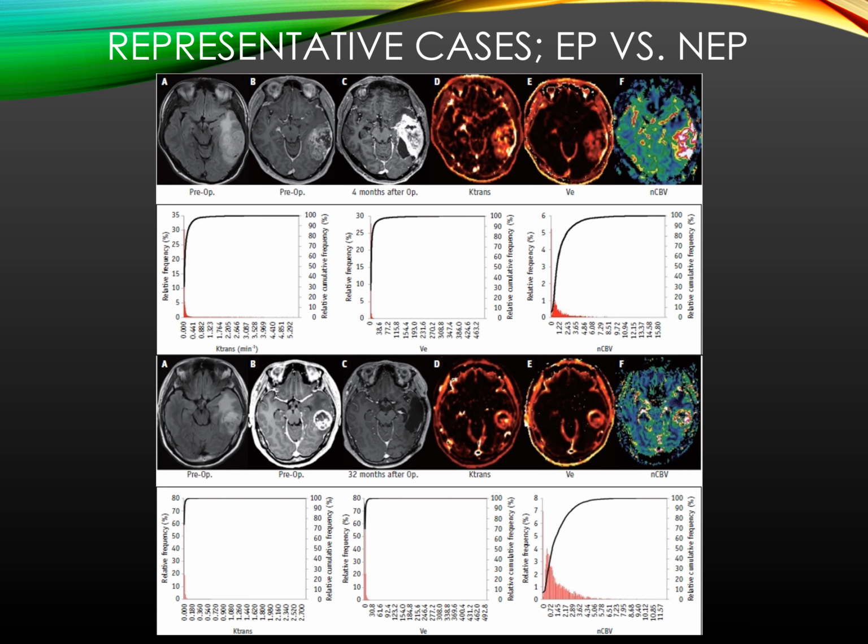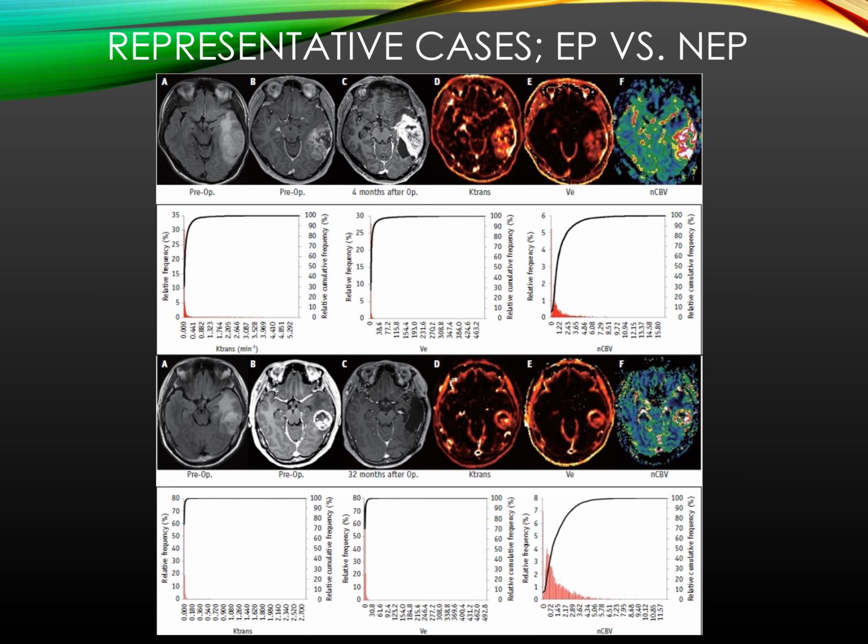On the contrary, in the lower figure, there was no definite measurable enhancing portion along the surgical margin on follow-up MRI 32 months after surgery, diagnosed as non-progression. The red bar and black line in the cumulative histogram of perfusion or permeability parameters show the distribution of K-trans, VE, and CBV in the non-enhancing peritumoral T2-high signal intensity regions.